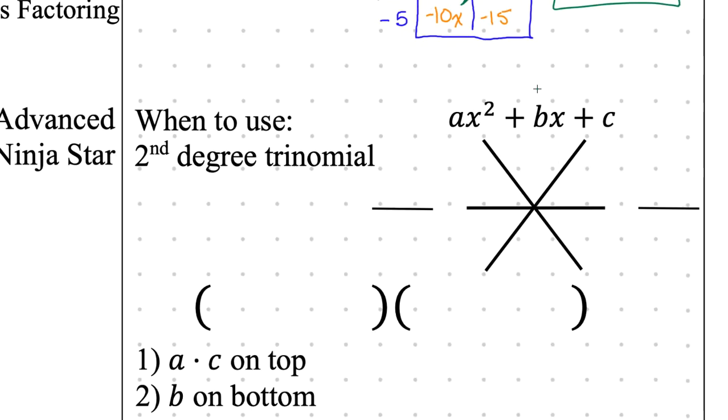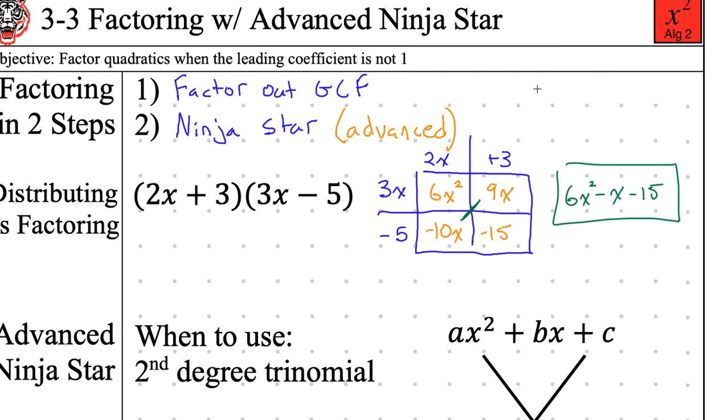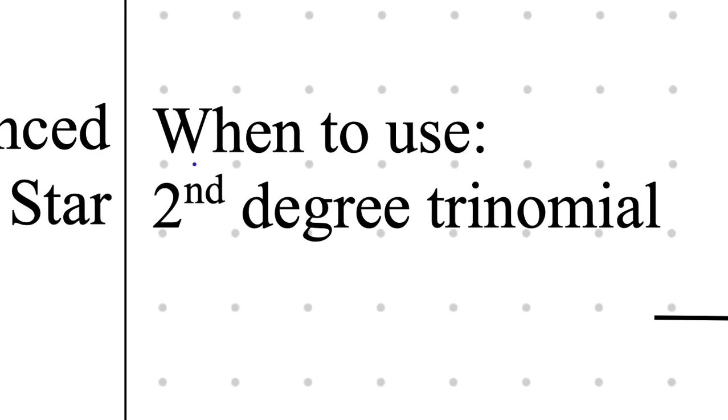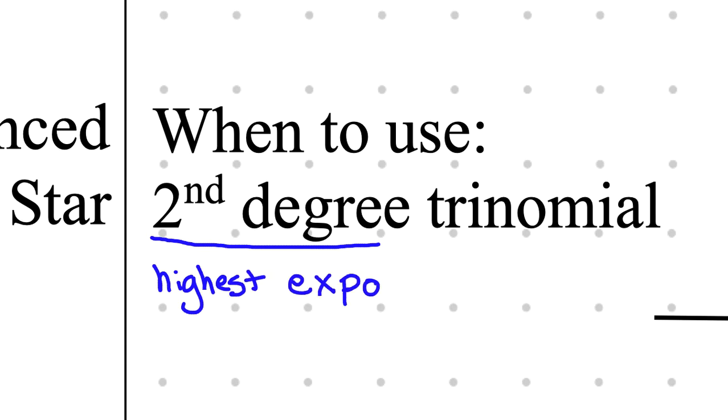So when do we use advanced Ninja Star? Just in general when we have a second degree trinomial. That's the only condition that you need. Again, second degree, I mean, we talked about this yesterday. I'll just re-annotate them the same way. Second degree means what? Review. Regurgitate from yesterday. Charles? The highest exponent is 2. Perfect. And I'll put in notes for the variable.